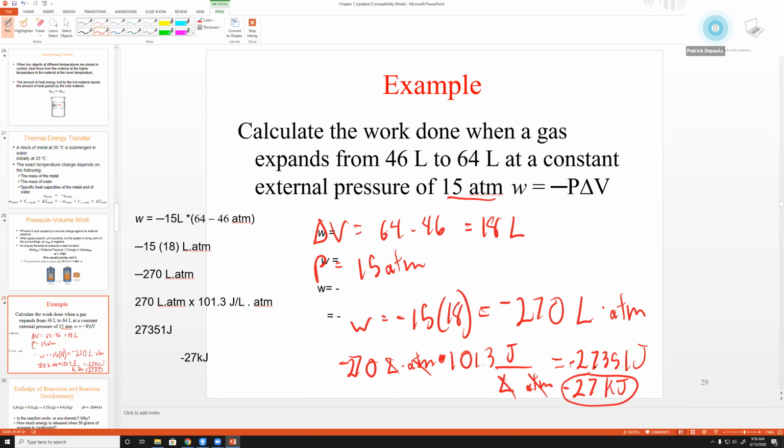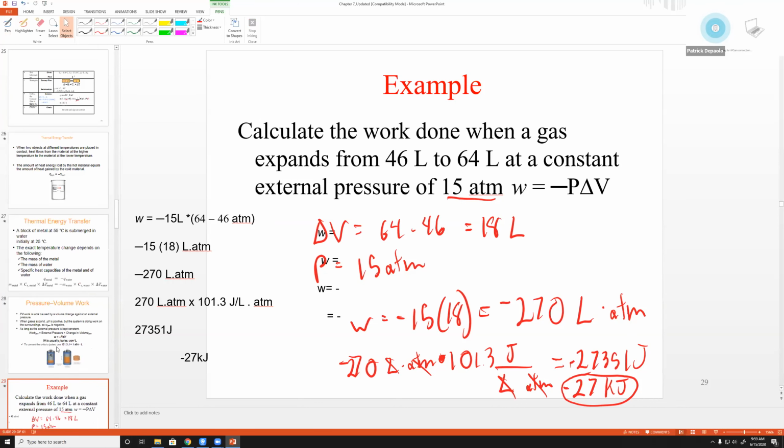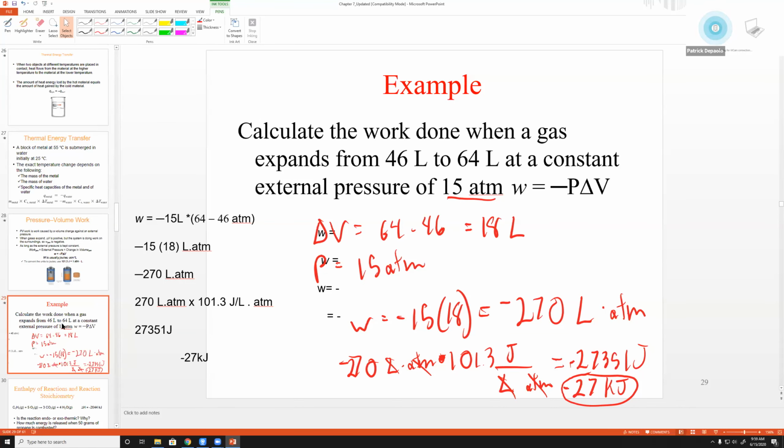Cool. All right. So does that make sense? That this work equation with the negative P delta V will give you a liter atm value, and you convert that to joules. But this may be one step in a longer problem, which will be in the homework. Okay, any questions? Because we're going to switch gears again to talk about chemical equations and how this relates to chemical equations. No?